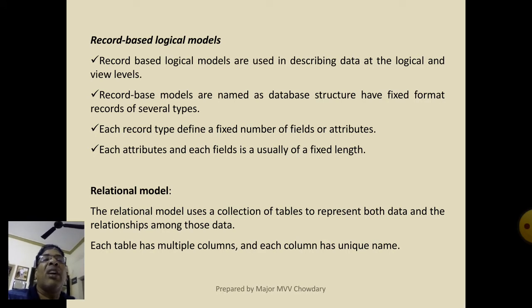Record-based models are named as such because the database structure has fixed format records of several types. Each record type defines a fixed number of fields or attributes, and each attribute is usually of fixed length. This is about record-based logical models. In that we have the relational model, network model and hierarchical model.